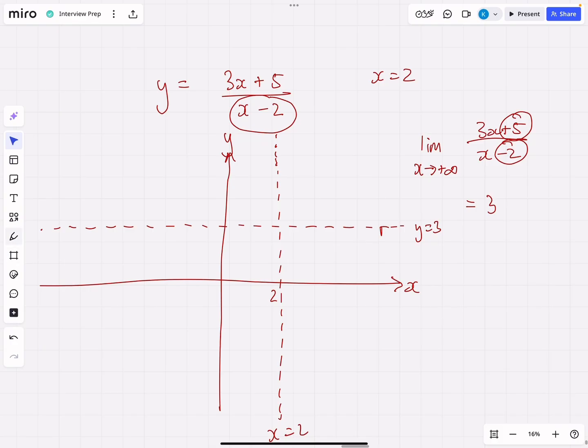So we know that as x tends to positive infinity, this quotient here is going to tend to 3, but the numerator is always going to be larger than the denominator. And so the quotient is always going to be greater than 3, right, as it approaches the asymptote. So we know that our graph is going to approach the asymptote from above. It's going to look something like this in its end behavior.